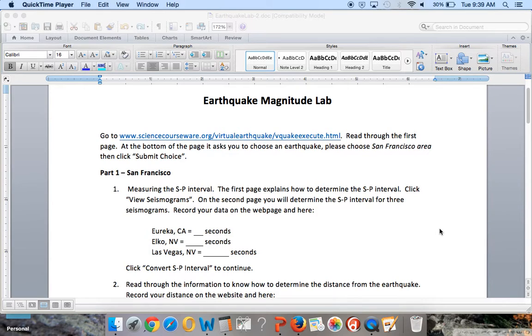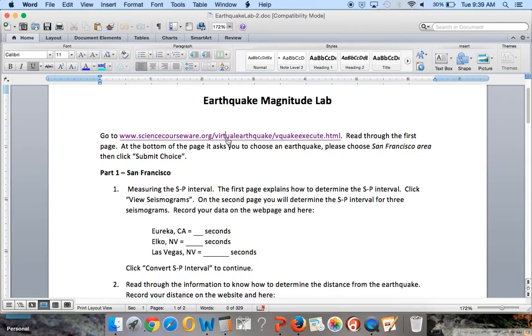I'm going to do one of those as a demonstration, and if you would like to do the remaining one, you can submit it to me by email with the information for 10 points of extra credit. The first thing we need to do is click on this website, Science Courseware Virtual Earthquake, then go to the bottom and choose the San Francisco area. So we're going to do that.